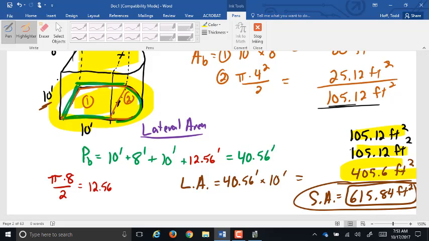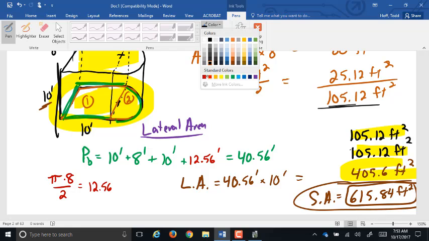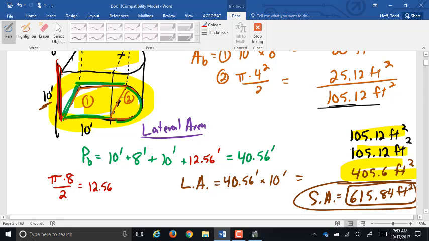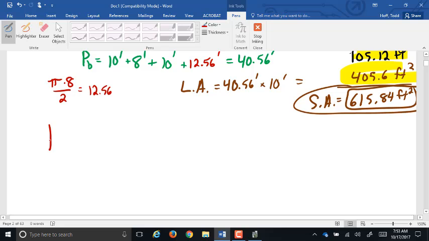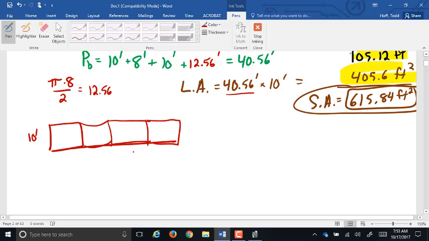Think of it as we sliced this here. We sliced that right there and we rolled it out. We had the rectangle. We had that portion that was curved. We had the rectangle on back, and we had the rectangle on the end. Well, this was the 10 feet high. This distance here was just the 40.56 feet. So yeah, you get all those surfaces that wrap around it all at once.